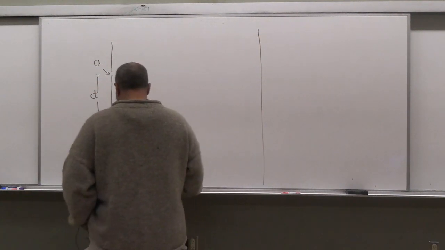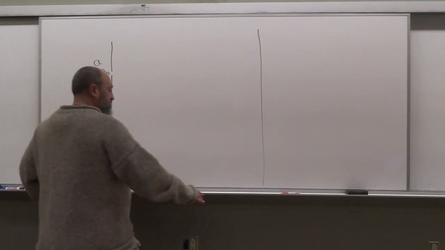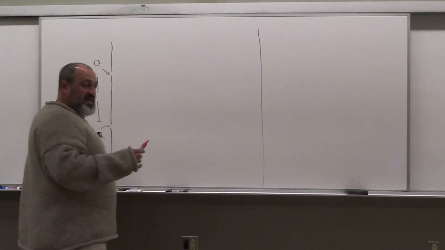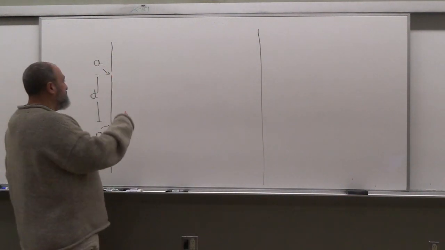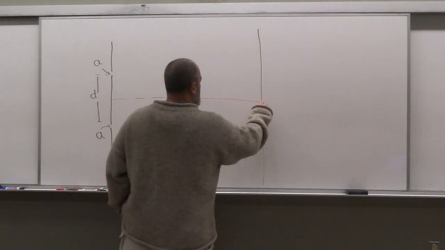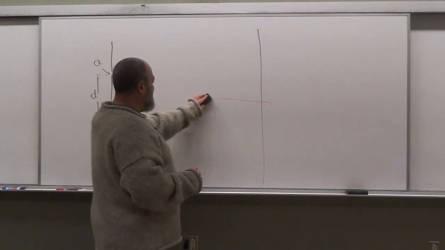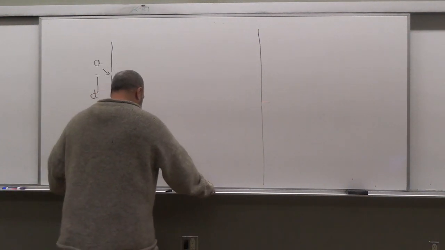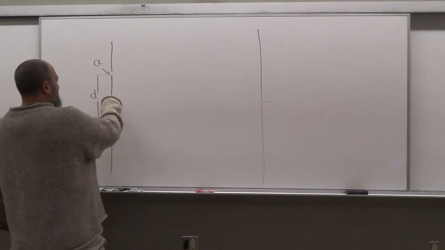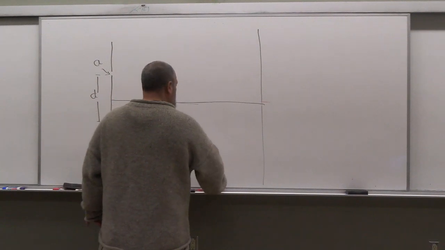Well, if we consider these two slits to be point sources, which they are not, and we had a huge discussion on that two videos ago, then we expect to see an interference pattern. Some people call it an interference diffraction pattern. We expect to see an interference pattern that looks like this.